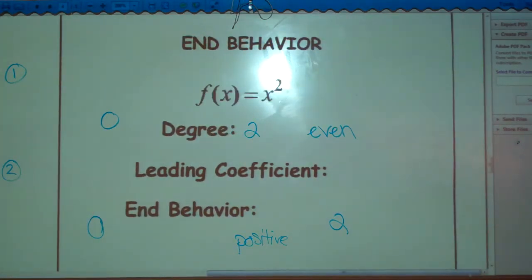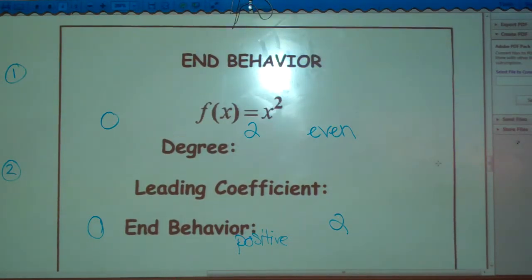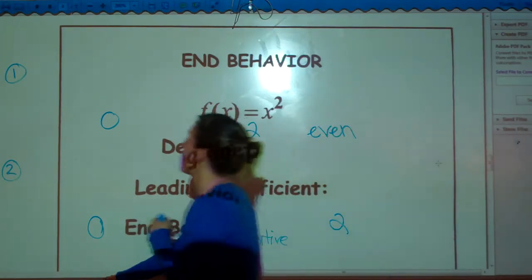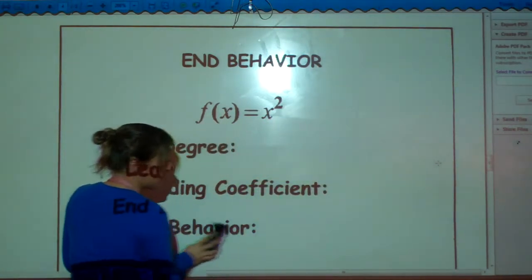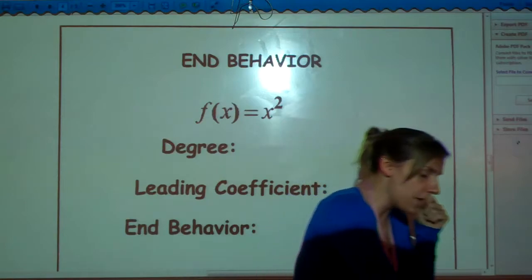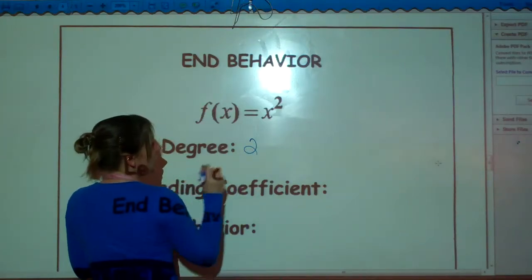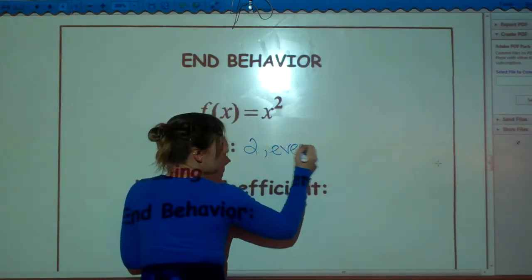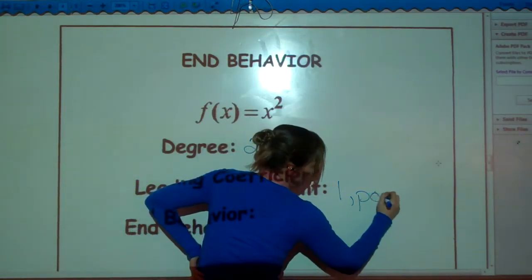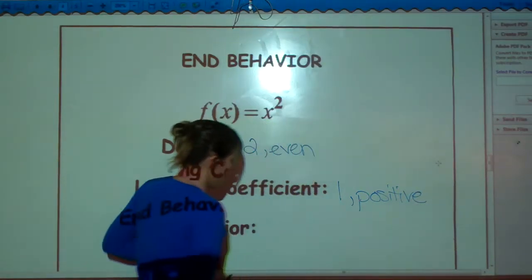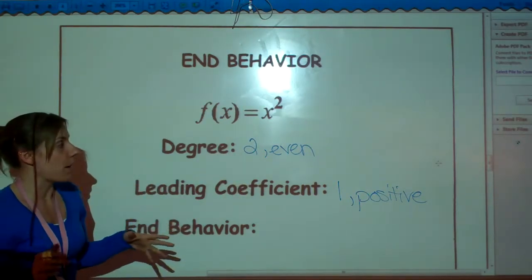So now, we are going to look at this problem, and we're going to use what we know about x squared. We already know what x squared looks like, so we're going to use that to help us decide some of these parts. For example, the degree of this is 2, which is even. The leading coefficient is 1, which is positive. Let's talk about what the end behavior would look like.